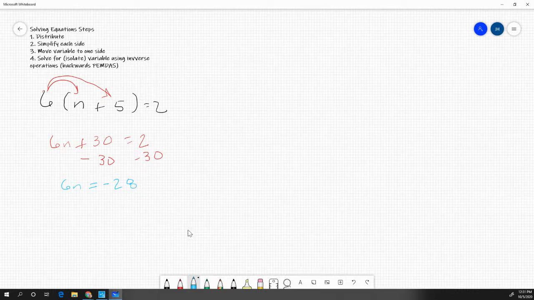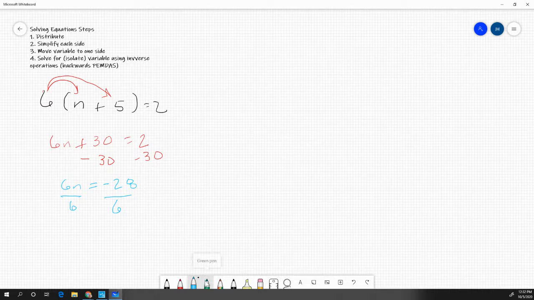So we're getting there, but our n still isn't isolated, right? We still have this 6 term multiplied to it, right? When you have something right up against a variable, it's being multiplied to it. So I need to do the opposite of multiplication, which is division, and I'm going to divide by 6. But I can't just divide this side by 6. I also have to divide this side by 6. I can do anything I want on each side of an equal sign as long as I do it on both sides. Otherwise, I'm changing the value.